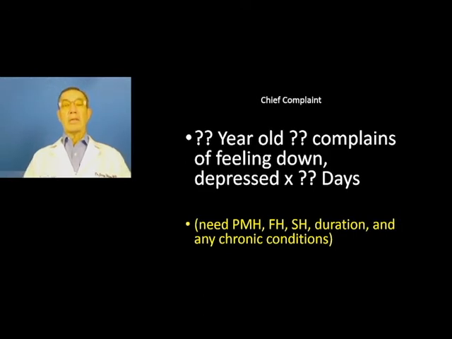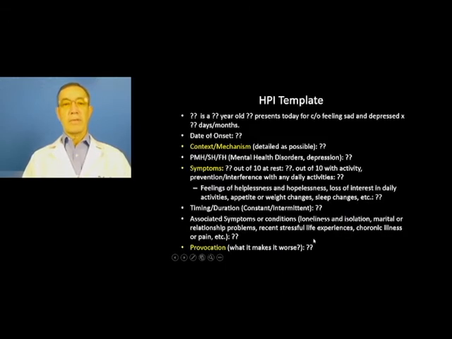So on the documentation for a patient with depression, it would start with a chief complaint, and it could be a such and such year-old male or female complains of feeling down or depressed for how many days, and you could add in some of the other chronic conditions. You would go through, again, what the date of onset is, the context, if there is anything that set it off. Do they have a past medical history, social history, or family history of mental health disorders or depression?